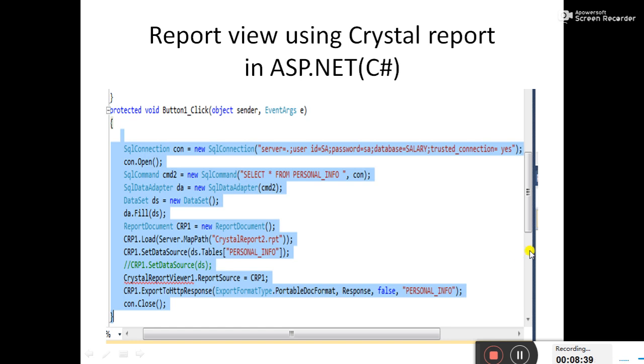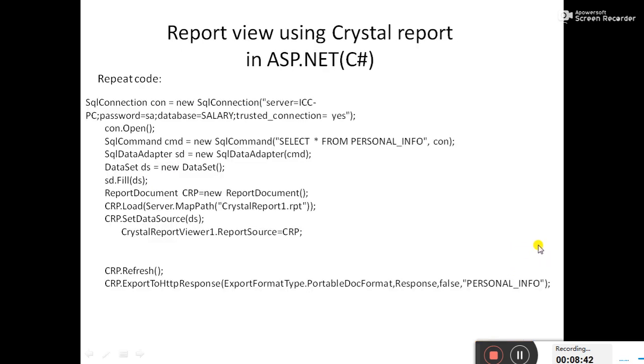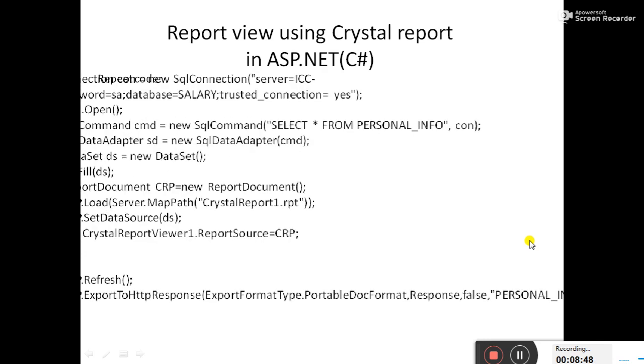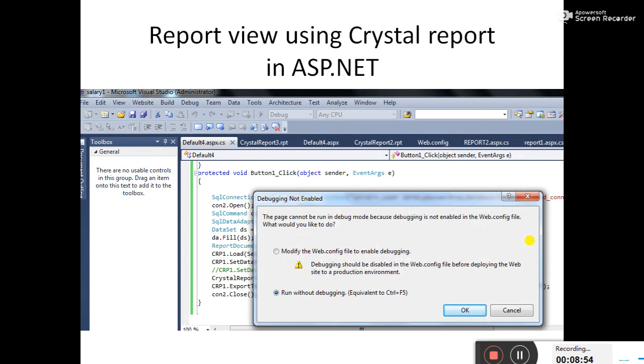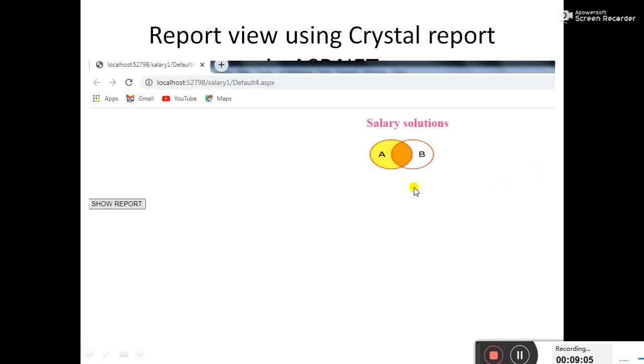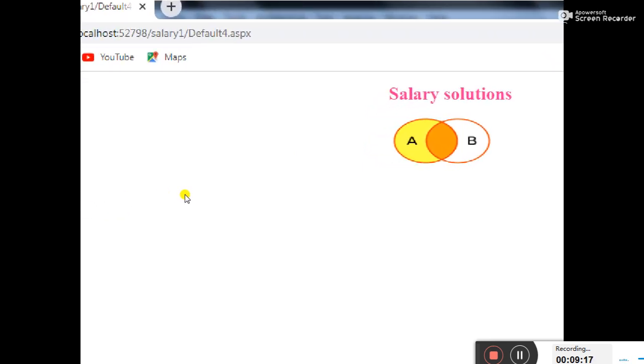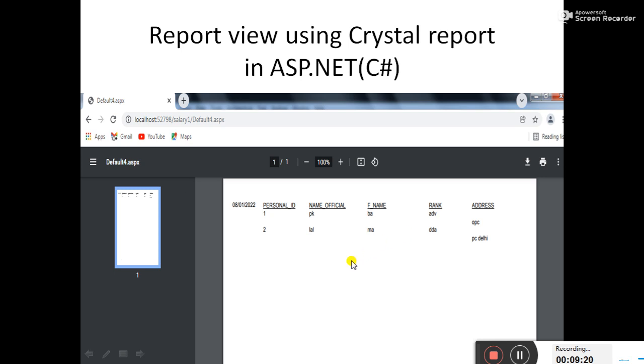The next screen shows the detailed code. For your convenience, you can copy it and type accordingly. The next screen shows the runtime page, and I will run without debugging the software page. This is my browsing page for this report page. Click on the show report button, and it will show my report in PDF format.